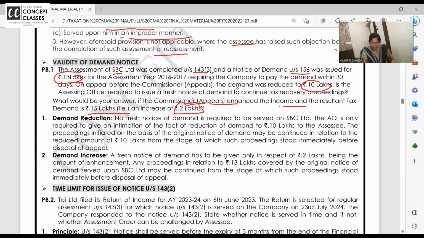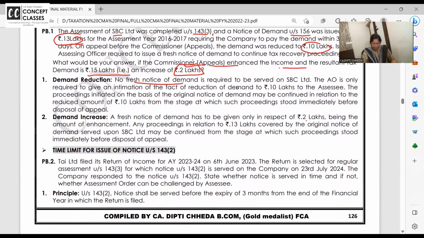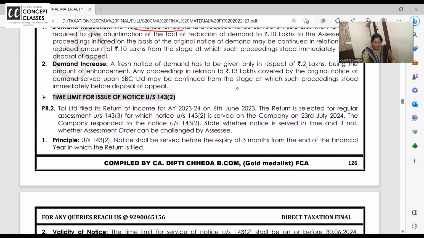AO is only required to give an intimation of the fact of reduction of demand, and the proceeding initiated on the basis of the original notice of demand may be continued. A fresh notice of demand has to be given only in respect of 2 lakhs. 13 की जगह अगर 15 lakhs they are demanding the tax, they will give the notice of 2 lakhs more. Okay, simple. Time limit for issue of the notice 143.3 scrutiny notice: 30 June 2024 तक देना है.